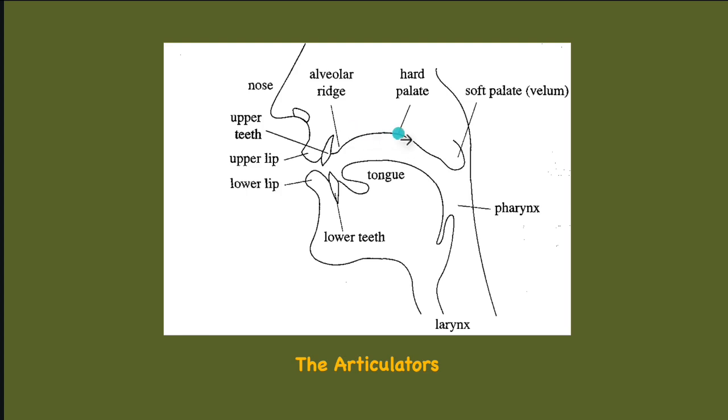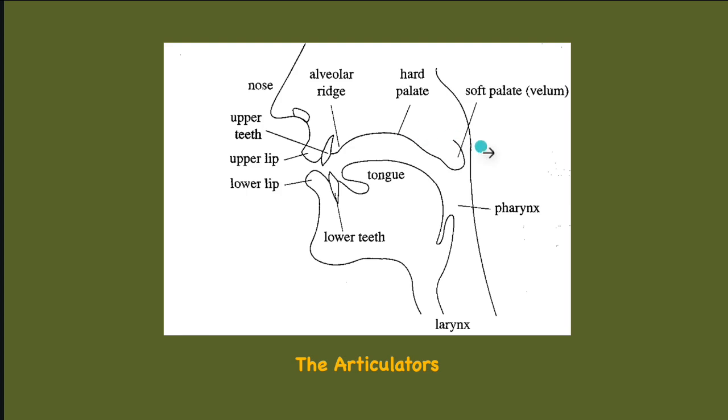Okay, now how about the hard palate? The hard palate is the hard part, as the name suggests. It is the hard part at the roof of your mouth. Sounds like sh in shoe are made when the tongue is close to the hard palate. It's like a solid surface that helps shape the airflow in your mouth.